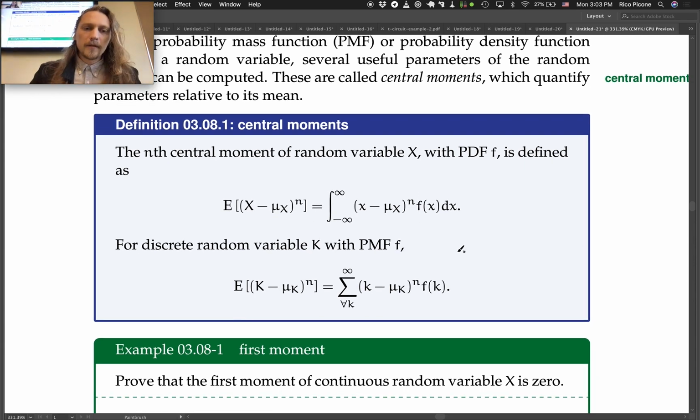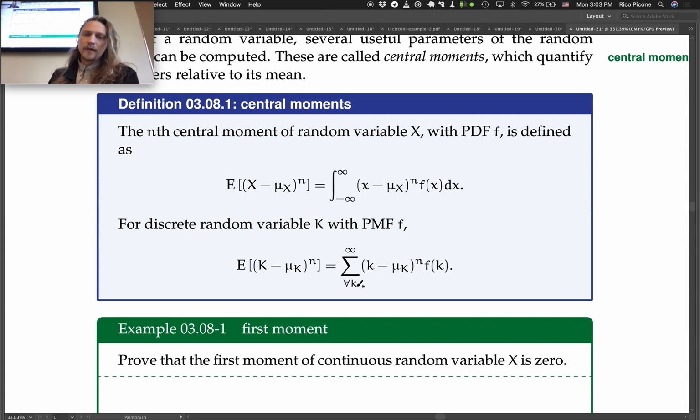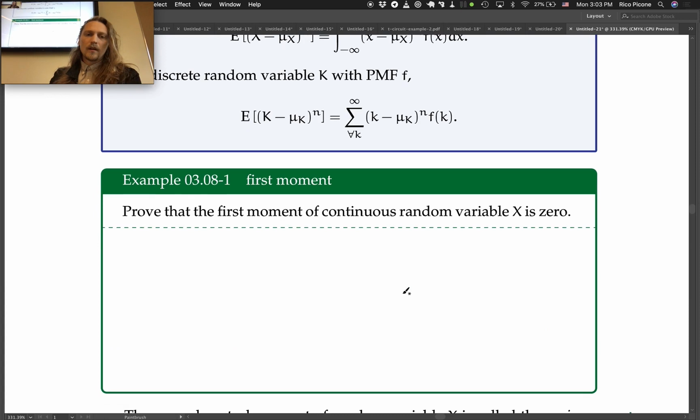For a discrete random variable k with PMF, we have a very similar definition. So, first moment. Let's prove that the first moment of a continuous random variable x is 0.